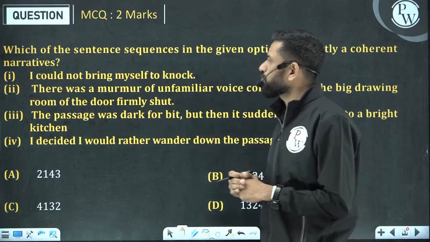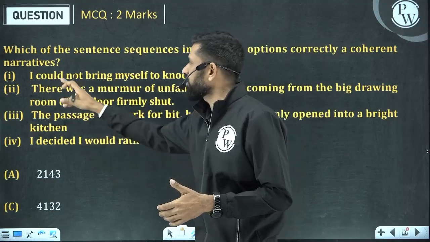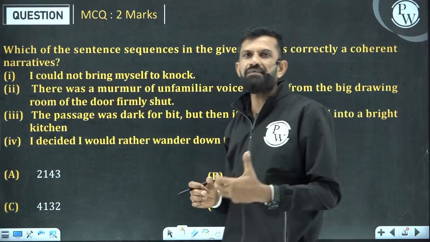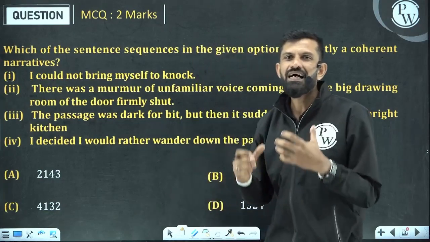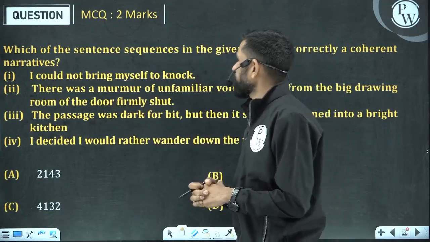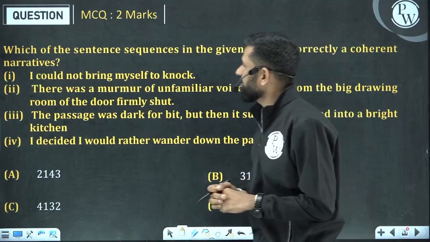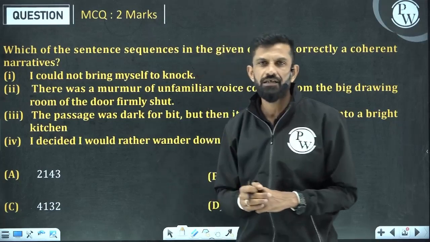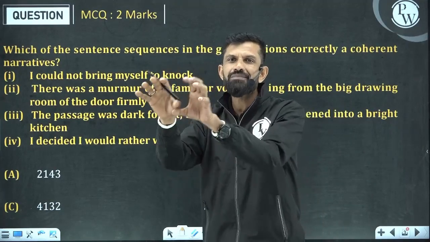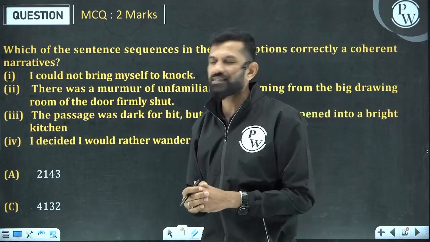So let us go through the sentences they have given in the passage. First: I could not bring myself to knock. That actually means I do not make any sound. For the second, they have given: there was a murmur of unfamiliar voices coming from the big drawing room, the door firmly shut. So there was a big drawing room, firmly shut. From inside that room, a whispering, a murmur sound was coming.